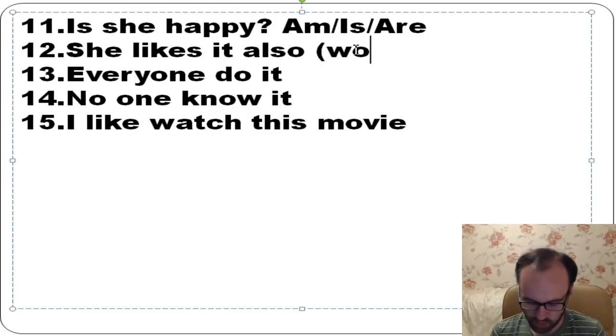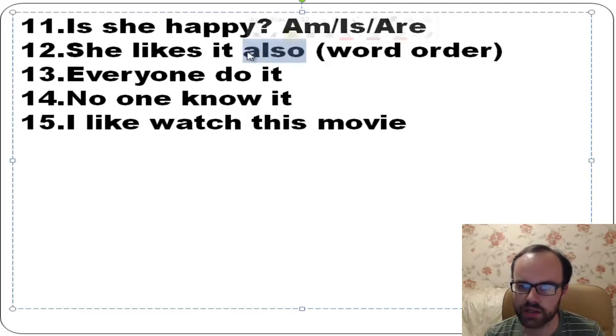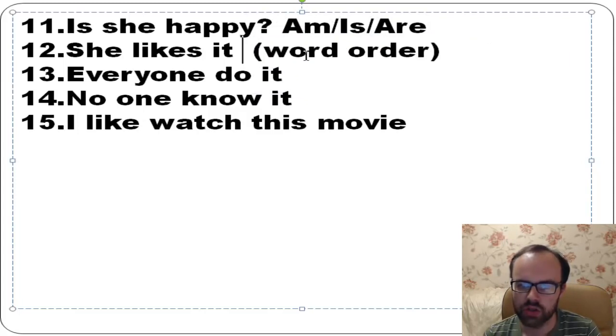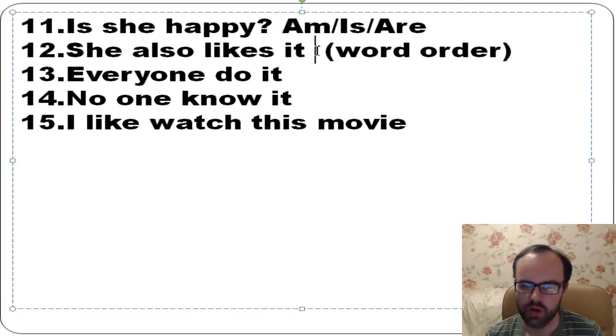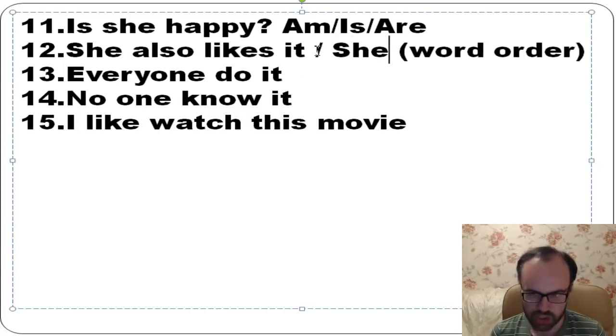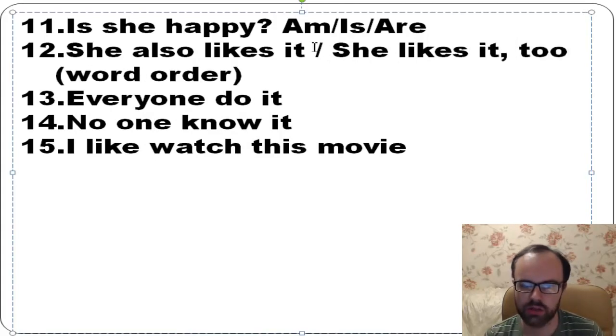"She likes it also." So it's about word order. You can't put "also" in the end. You need to put it in the middle. "She also likes it." Or you can say, "she likes it too." Two variants.